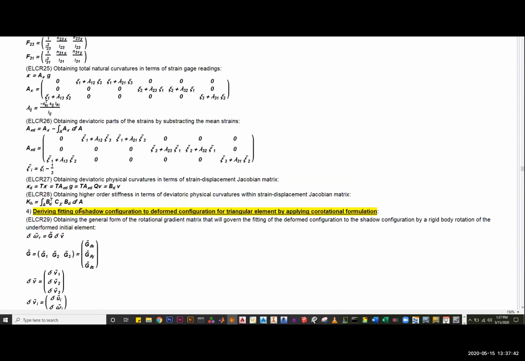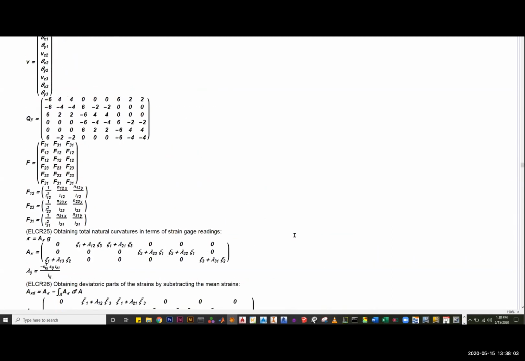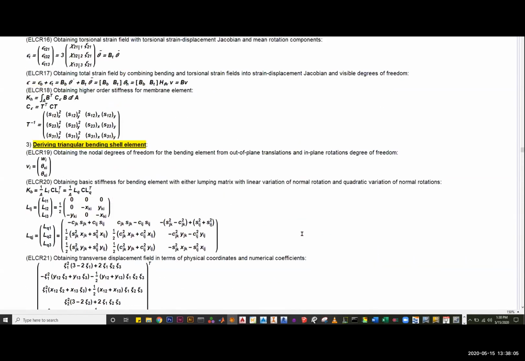this is where I'm going to introduce the corotation. If you remember, I talked about how we have the shadow configuration, and there are different algorithms where you have to fit the shadow with the deformed configuration, and I'll talk about that. It just depends on how you form a certain matrix.